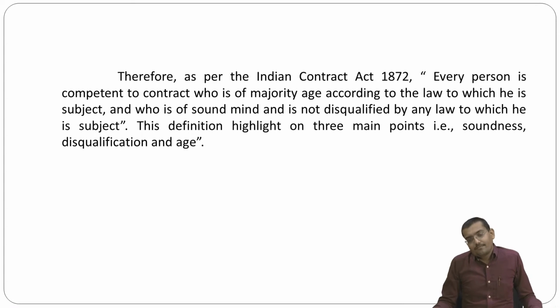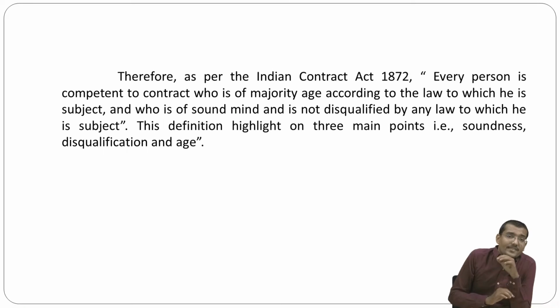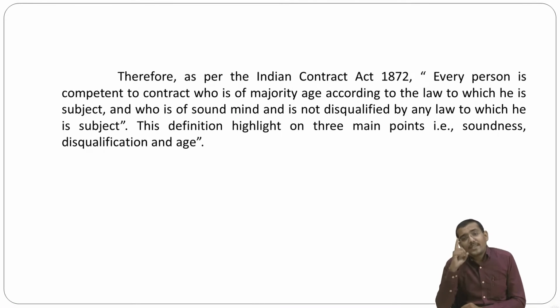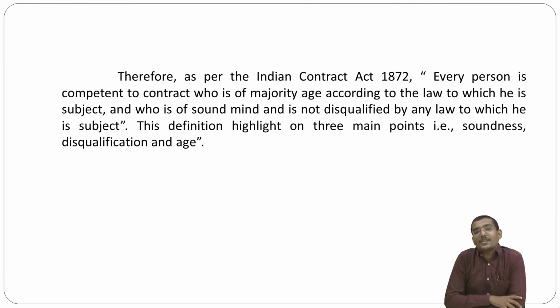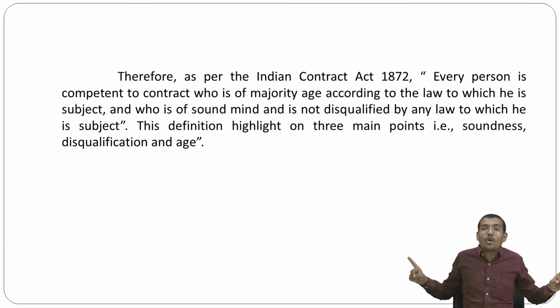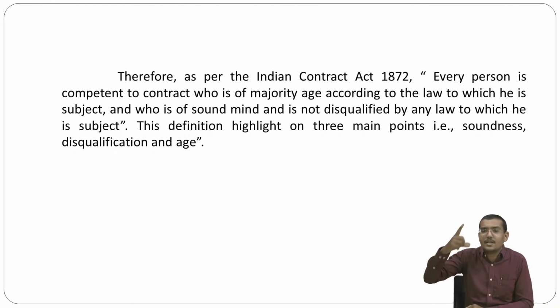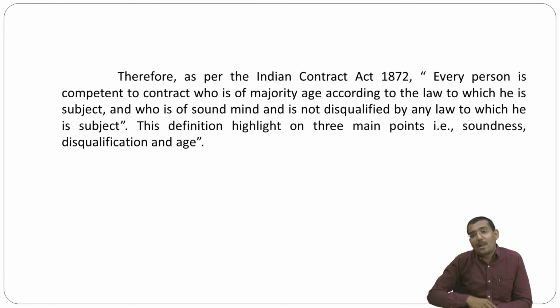So as per the Indian Contract Act 1872, every person is competent to contract who is of majority age, that means a major according to the law to which he is subject, who is of sound mind, and who is not disqualified by the law. So these three conditions are intended for creating a contract, or we can say the capacity to perform contracts is available for persons who are major, of sound mind, and not disqualified by law.